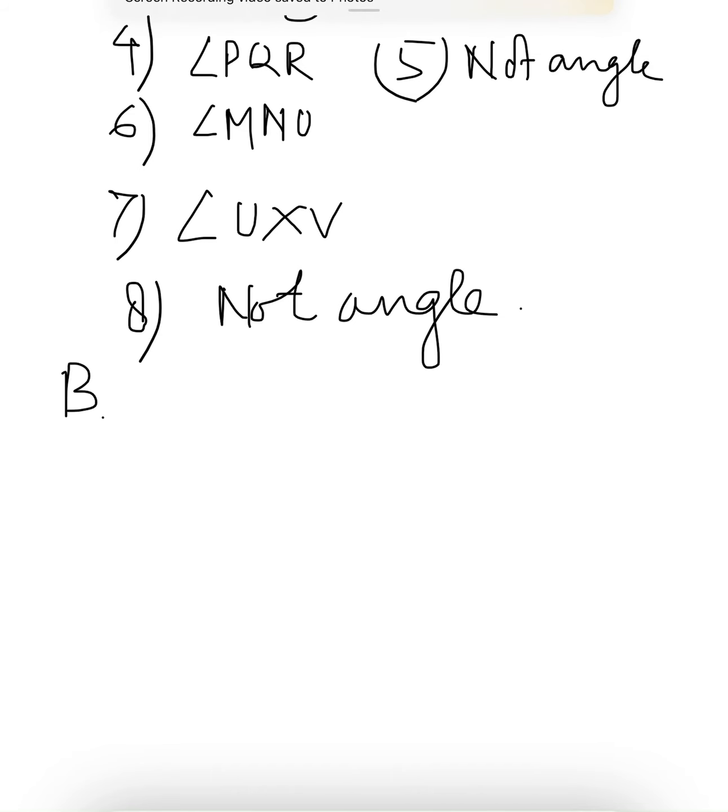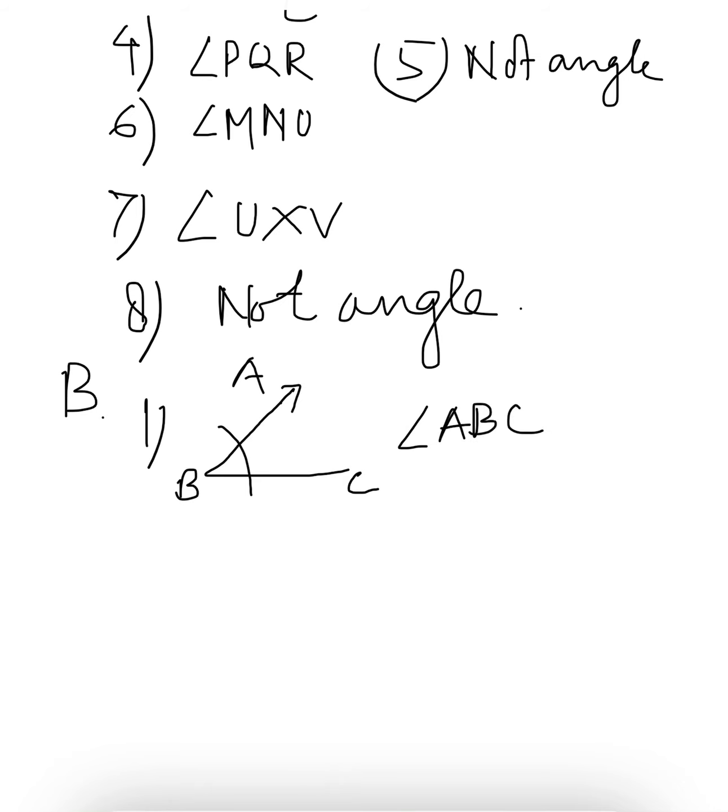Now B part, label the points and name the angles. First is, see, you have to write down the points, like if you write A, B, C, then the angle will be angle ABC. Similarly, question number 2, if you label PQR, then it will be angle PQR.